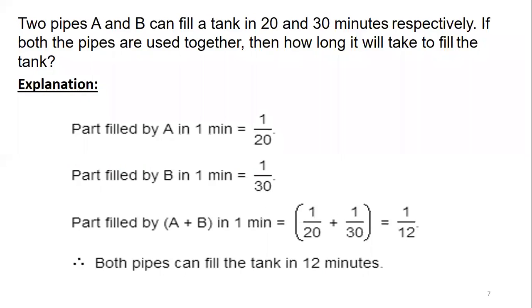So 1 minute work done by pipe A is 1 by 20, whereas 1 minute work done by pipe B is 1 by 30. So combined effort of A plus B in 1 minute is 1 by 12. So 1 by 12 part of the work is being done in 1 minute. So this should be repeated for X minutes so that 100% of the work gets completed. It's nothing but take the reciprocal of this 1 by 12. That is 12 minutes.